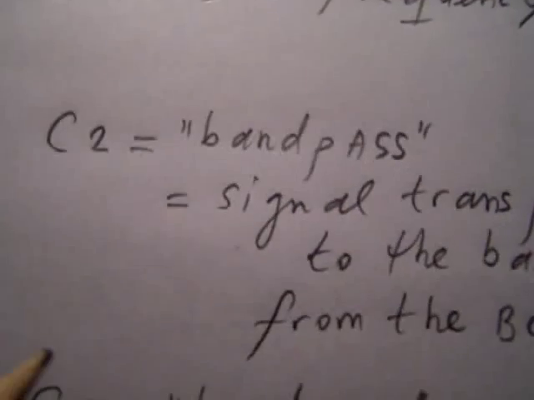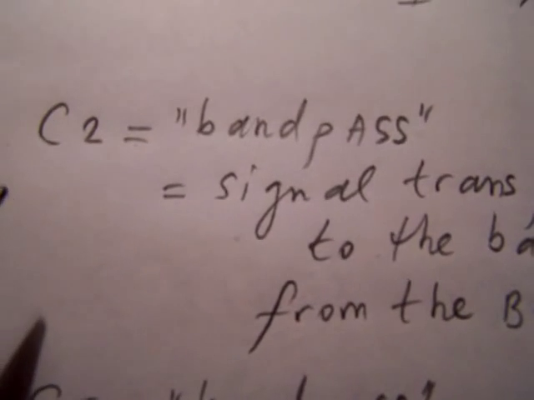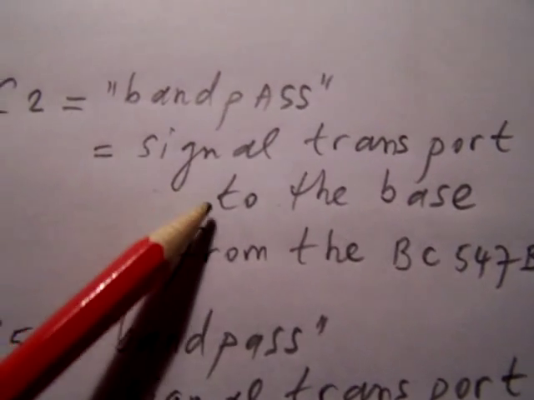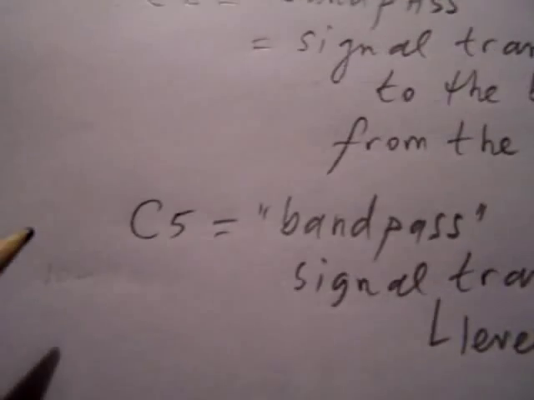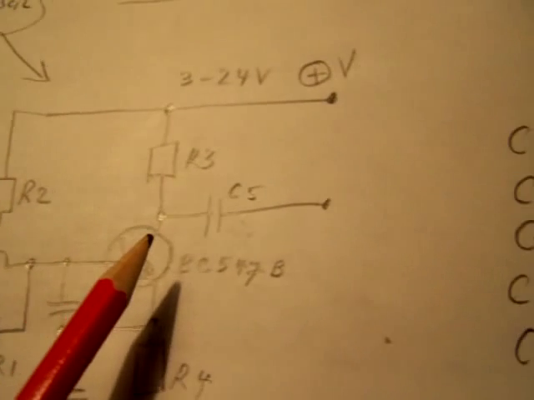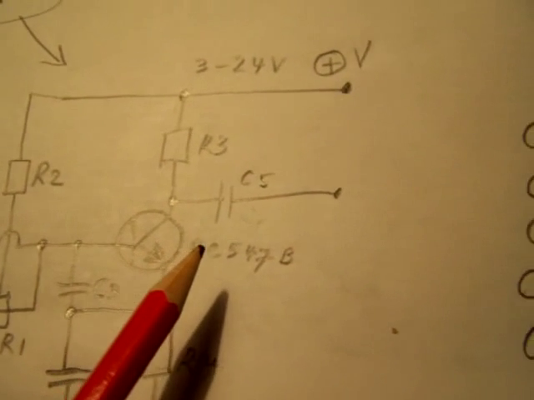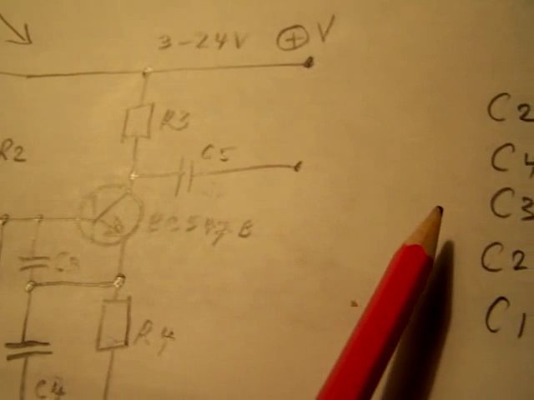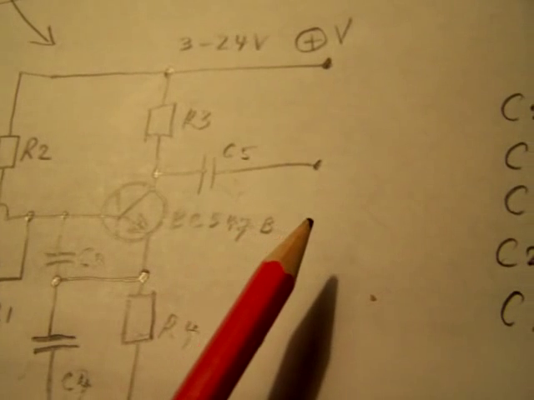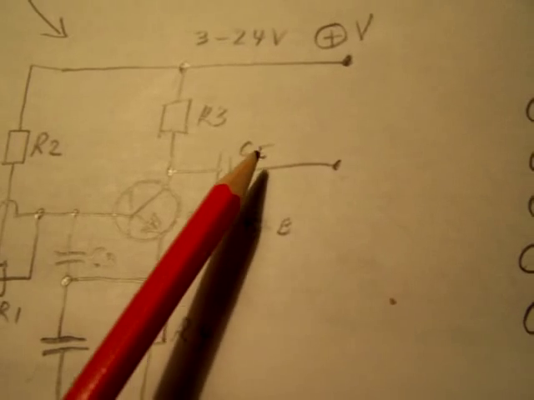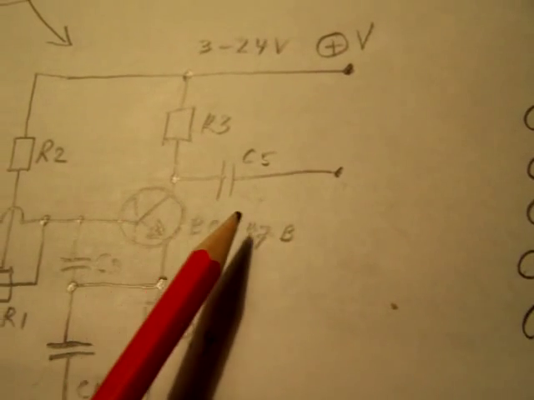So we can say that these capacitor values depend on the band pass, the signal transport into the base, and the signal transport out of the oscillator. When you take a high value, the signal that's put out could be stronger. It could be necessary that it's stronger, but it also could be that you don't need a very strong signal here. So in that case, you have to lower the value of that capacitor.